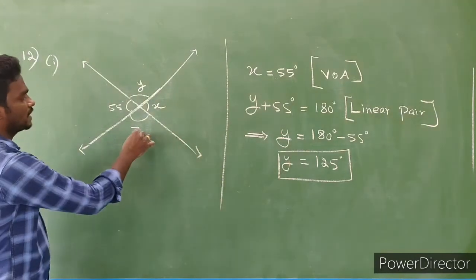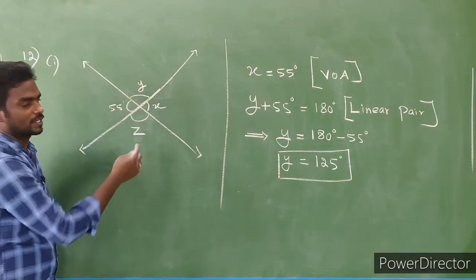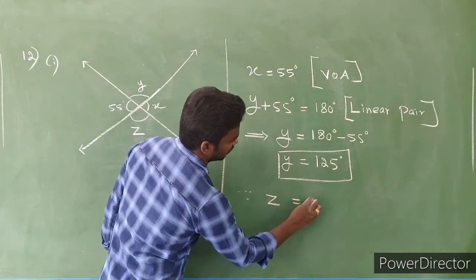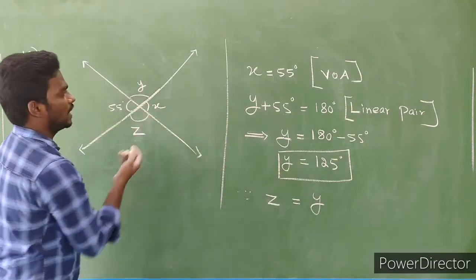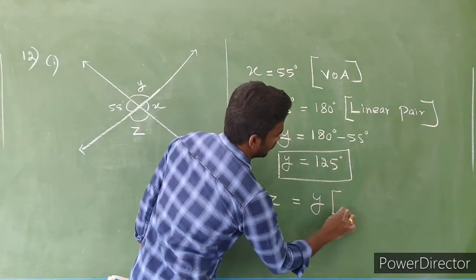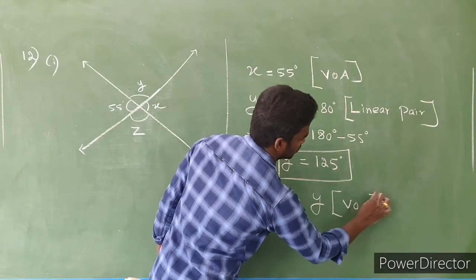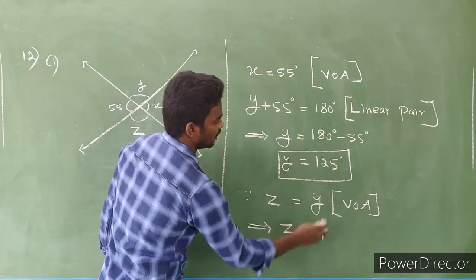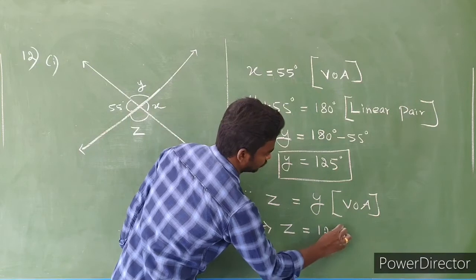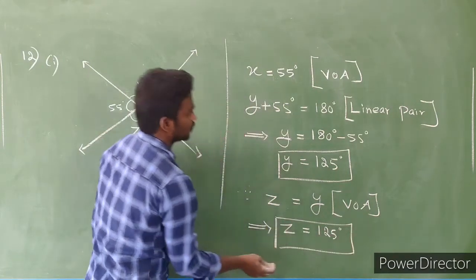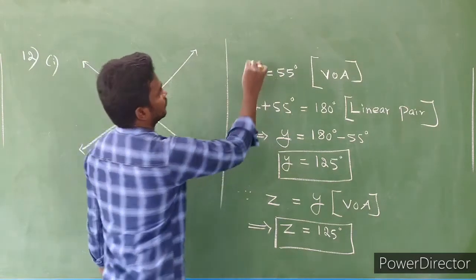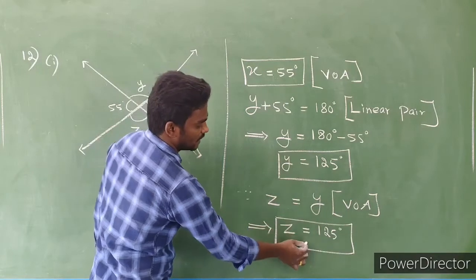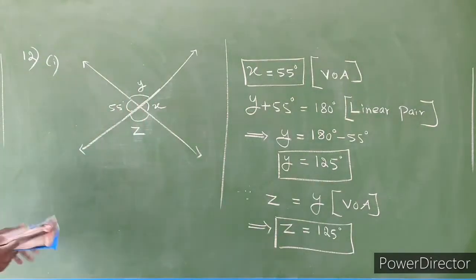Next, what is angle Z? We know y and Z are vertically opposite angles. So angle Z is equal to angle y, Z and y are the same value. Why? Because of vertically opposite angles, by VOA. So angle Z is equal to, what is the value of y? 125 degree. So angle X is 55 degree, angle Y is 125 degree, and angle Z is also 125 degree.